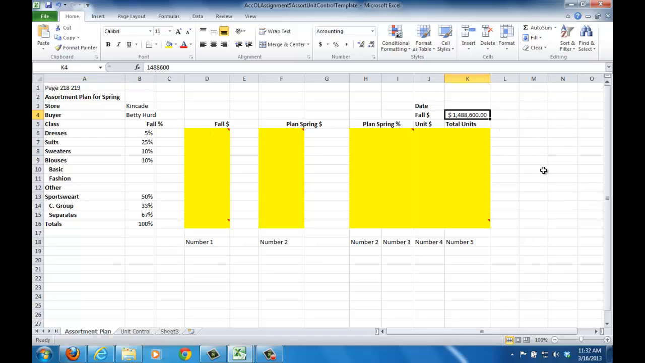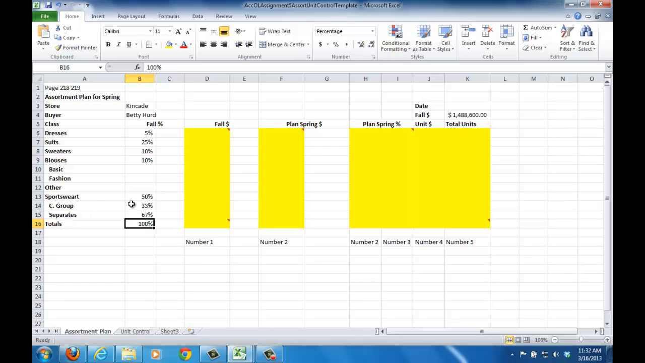So we know that we have $1,488,600 dedicated to the fall season. And here is the percentage breakout. 5% of that was in dresses, 25% in suits, 10% in sweaters, and so on and so forth. And all of the categories add to 100.